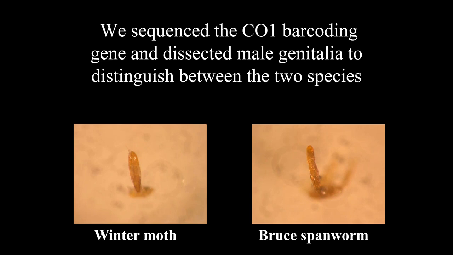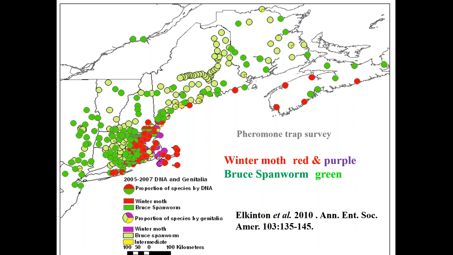So we quickly realized that we should use DNA to distinguish them. We use DNA barcoding. The so-called barcoding gene is a mitochondrial gene that's now been sequenced for many tens of thousands of insect species. It's the main gene that is used to identify insects nowadays, and it's become relatively inexpensive to do this. So we did that.